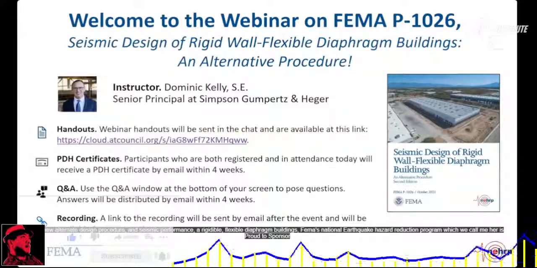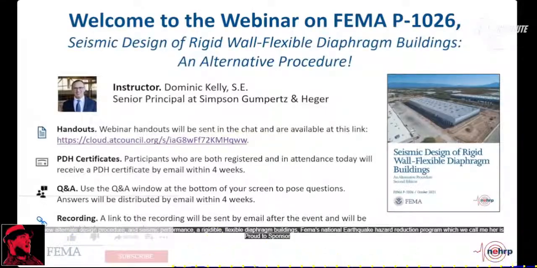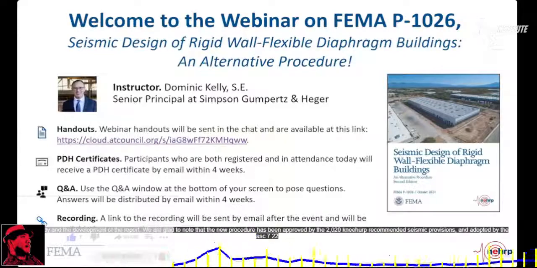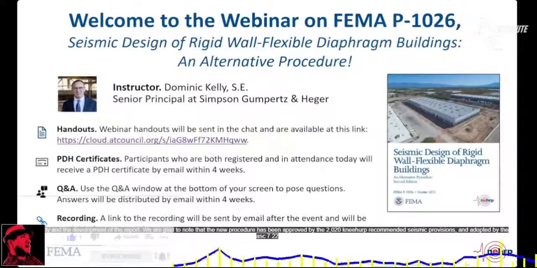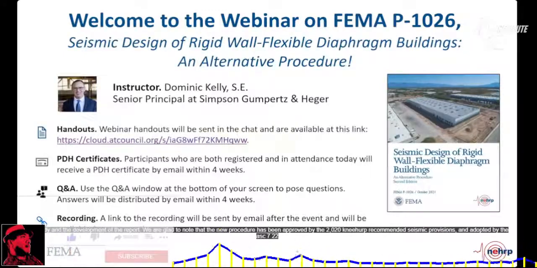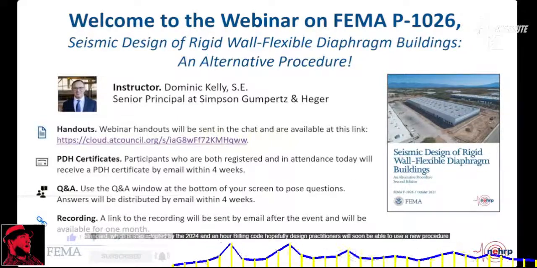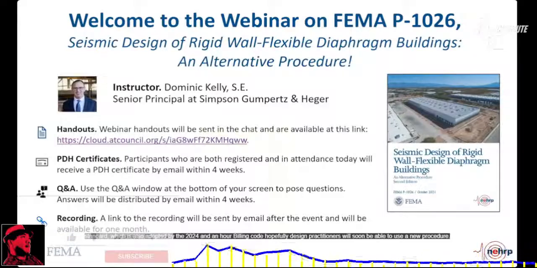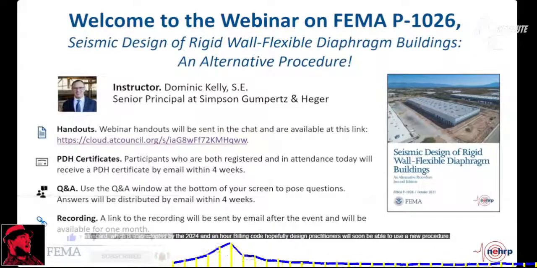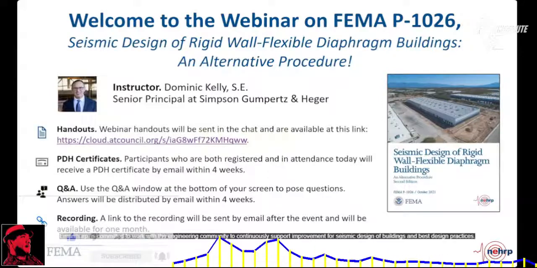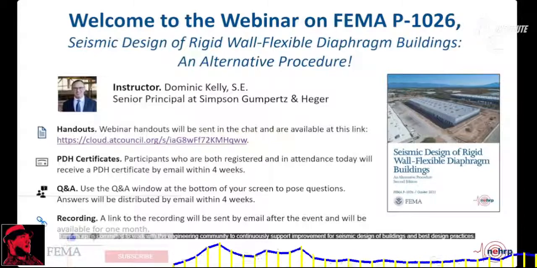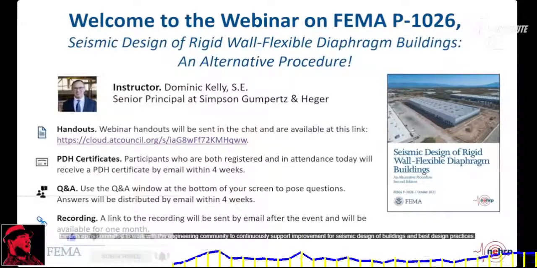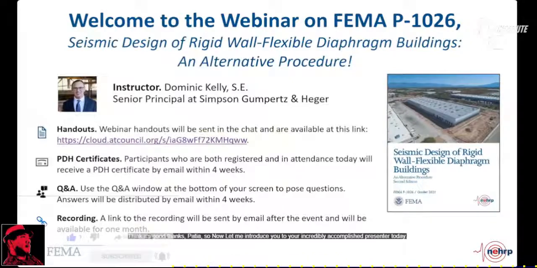FEMA's National Earthquake Hazard Reduction Program, which we call NEHRP, is proud to sponsor this study and the development of the report. We are glad to note that the new procedure has been approved by the 2020 NEHRP Recommended Seismic Provisions and adopted by the ASCE 7-22 standard, which is also adopted by the 2024 International Building Code. Hopefully, design practitioners will soon be able to use the new procedure. FEMA NEHRP is committed to work with the engineering community to continuously support improvement for seismic design of buildings and best design practices.